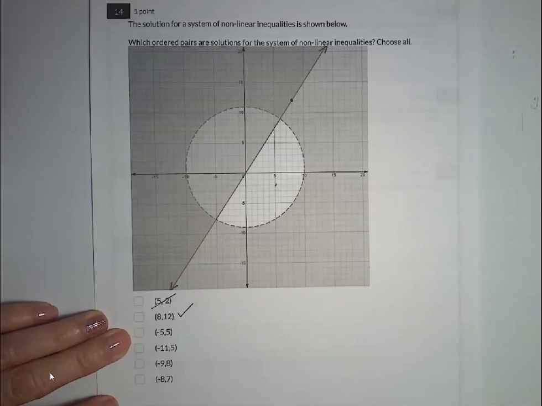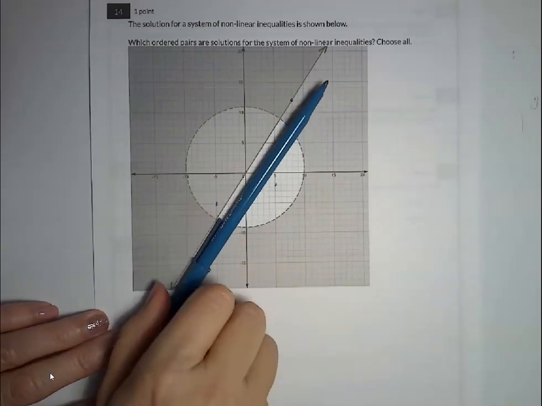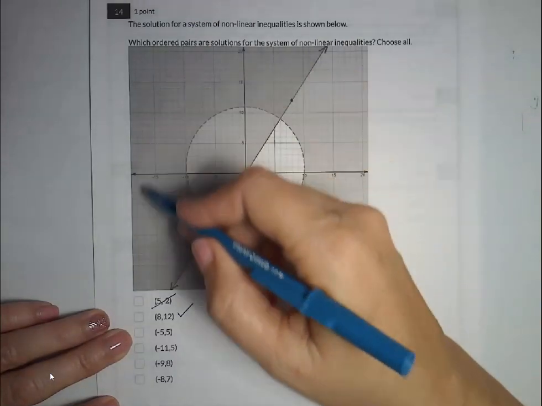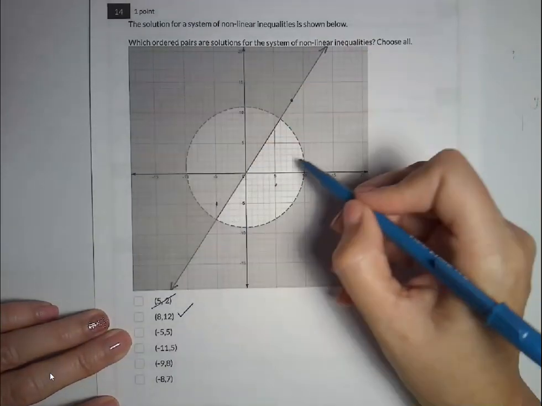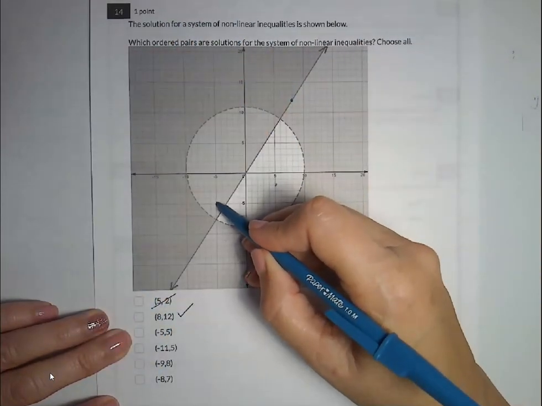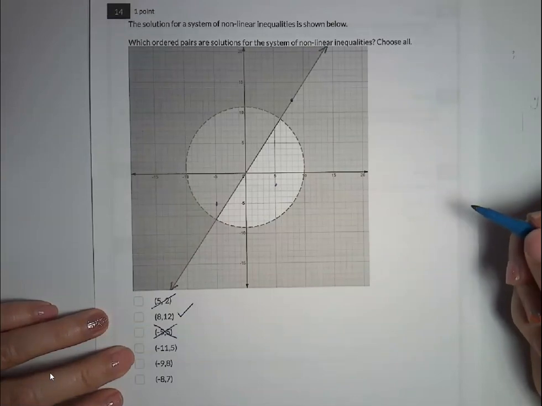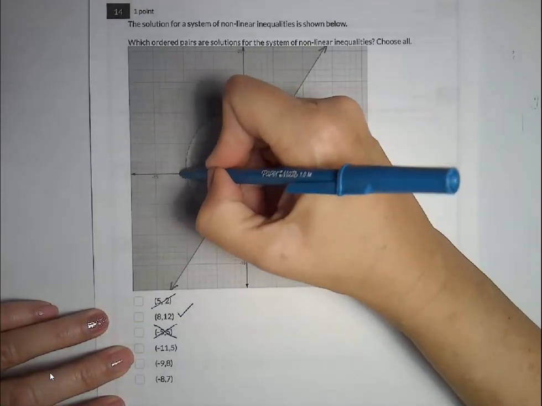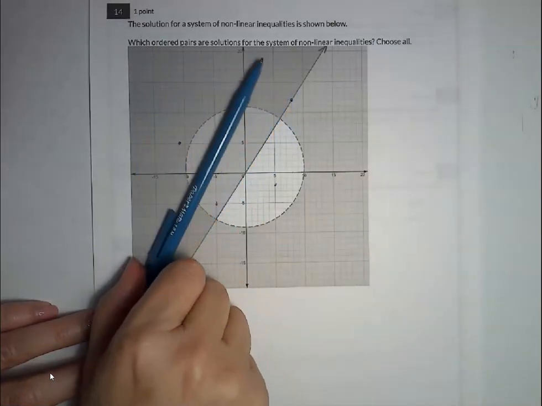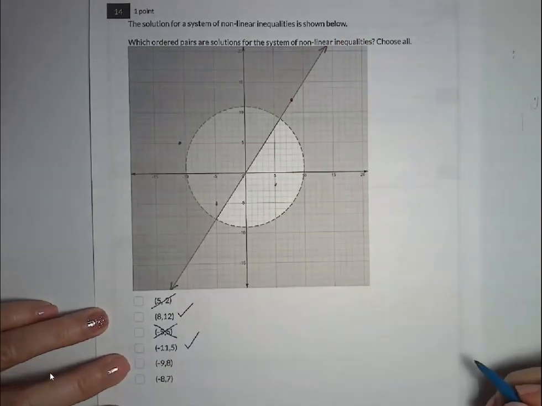How about negative 5, 5? It falls in the solution shaded area of this inequality, but it does not fall in the solution of the circle. It's not in the shaded part for both the circle and the other inequality. So we know that this is not a solution. It has to be in both of the shaded areas. How about negative 11, 5? Negative 11 and 5 would be up here. This one is in the shaded solution area for the linear inequality and for the circle. It's in both. So yes, that one is a solution for the system.